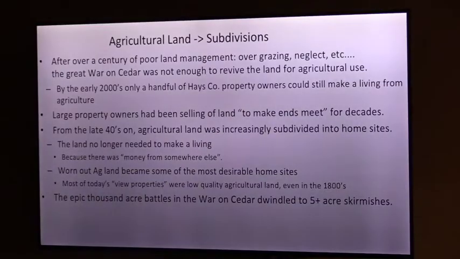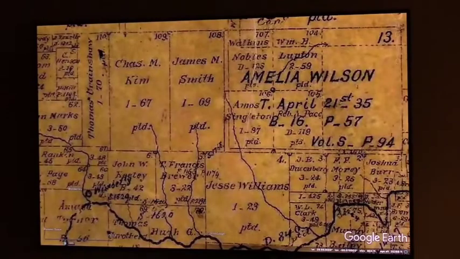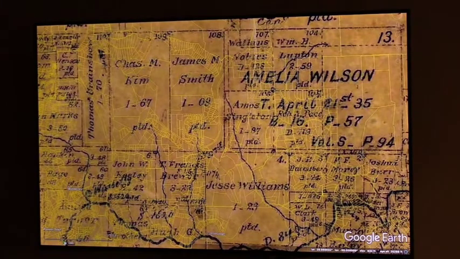And finally, the epic 1,000-acre battles that we saw turned into 5-acre skirmishes by landowners. Okay, so here we are back at our map, and that is what it looks like today. I'll back up on that.